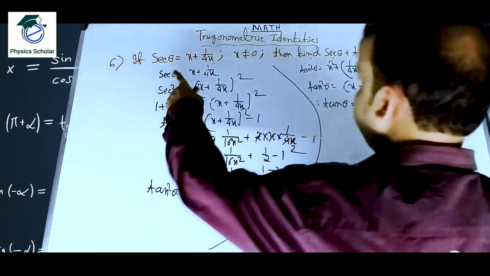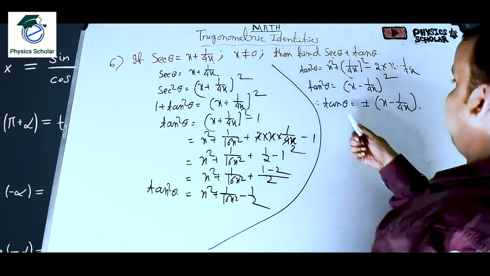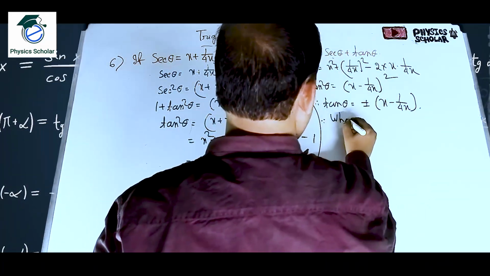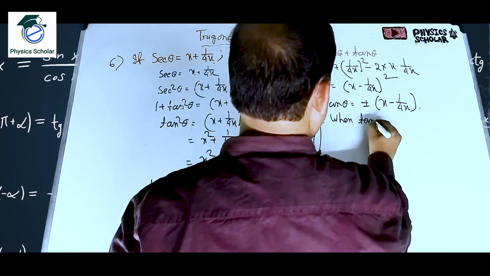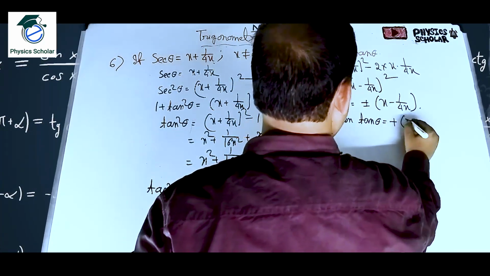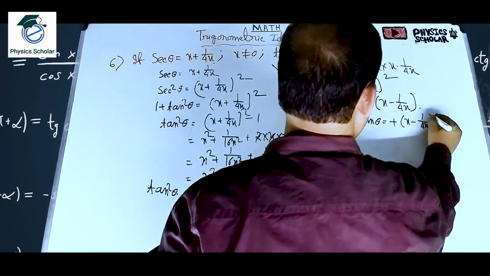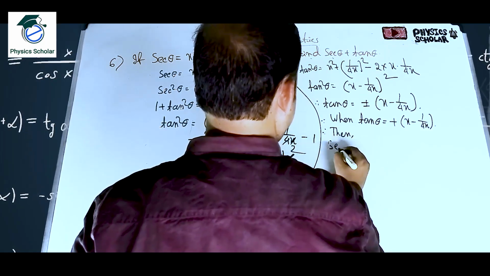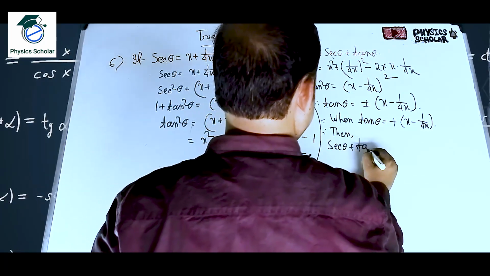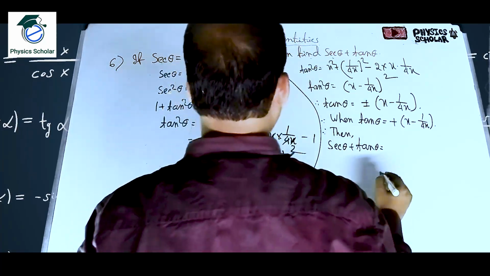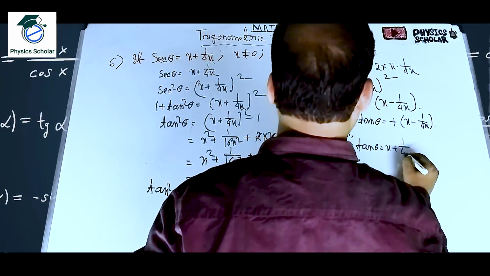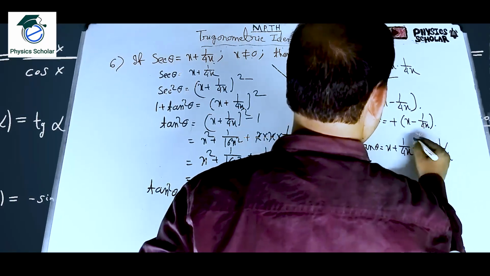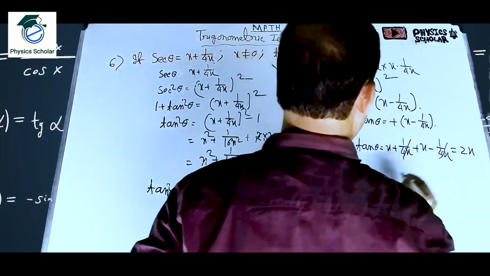Okay. So sec theta is given and tan theta value we have got. Clear? Now what is the thing? Now when tan theta is equal to plus x minus 1 by 4x, okay, then is what? Sec theta plus tan theta. What is the value of sec theta? x plus 1 by 4x plus x minus 1 by 4x. That means what? 2x. Okay.